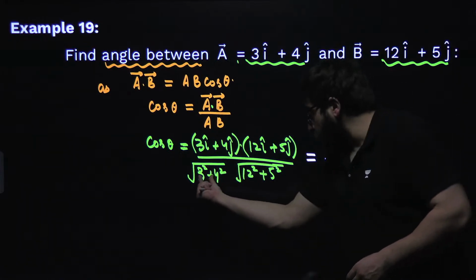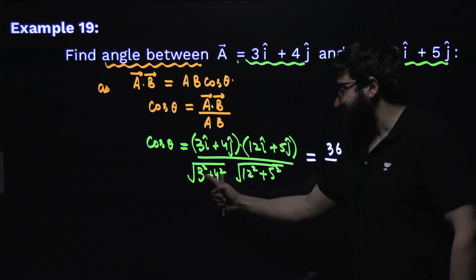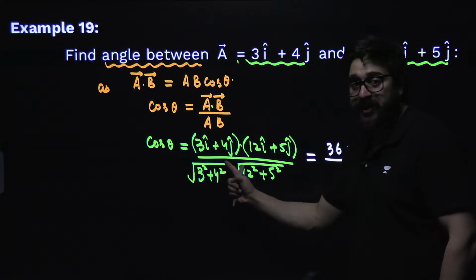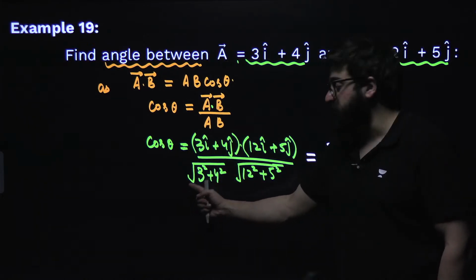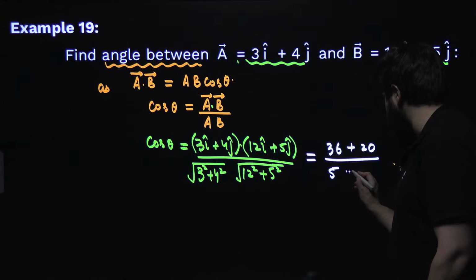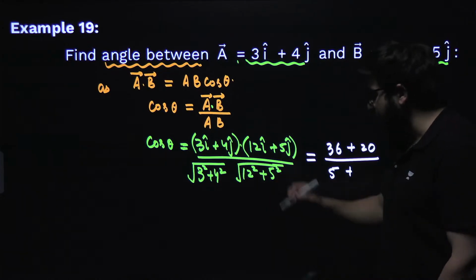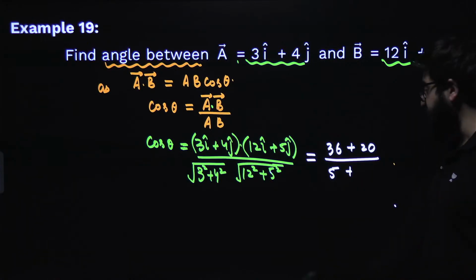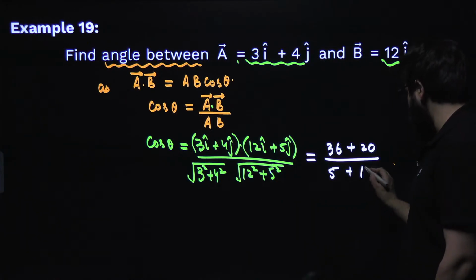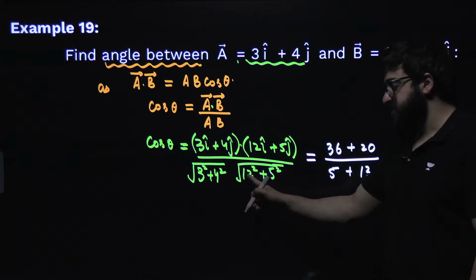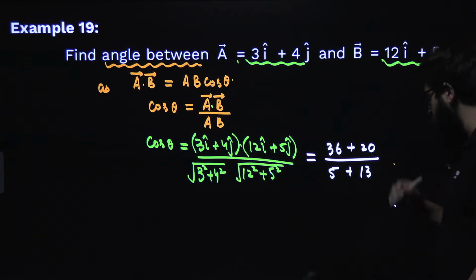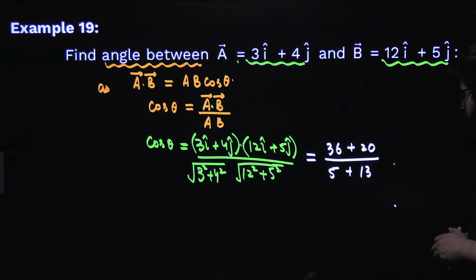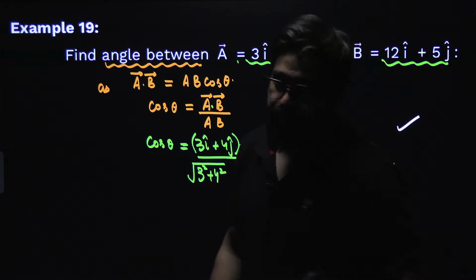Now, under root of 3 square plus 4 square. 3 square is 9, 4 square is 16. 16 plus 9 is 25. Root 25 is 5. And 12 square is 144, and 5 square is 25. So then it will come out to be 169, and that will come out to be 13. This is basically the final answer in this particular case.